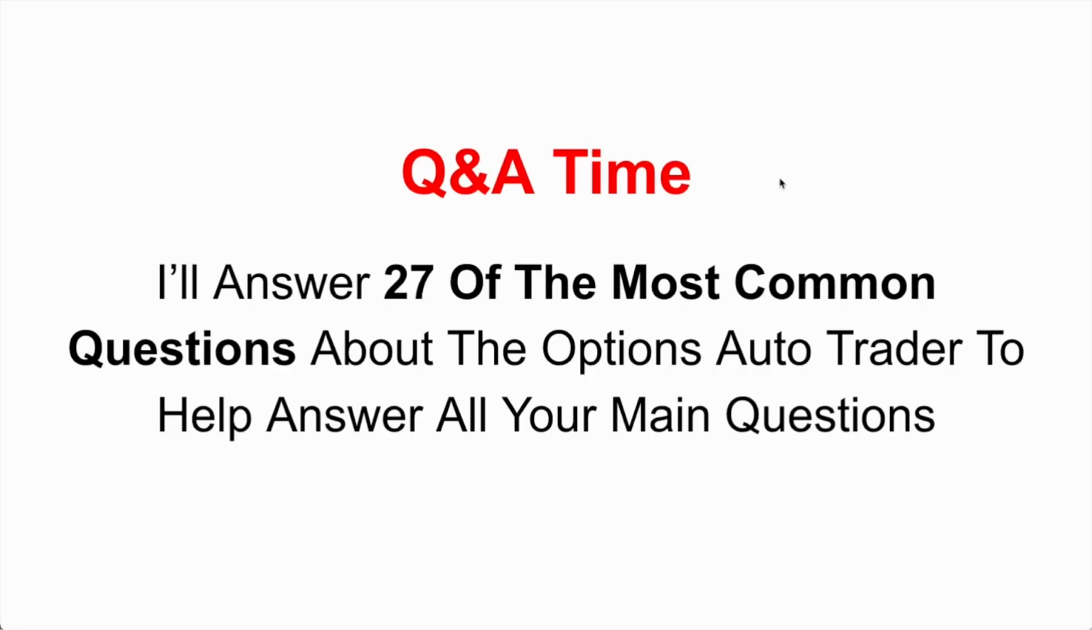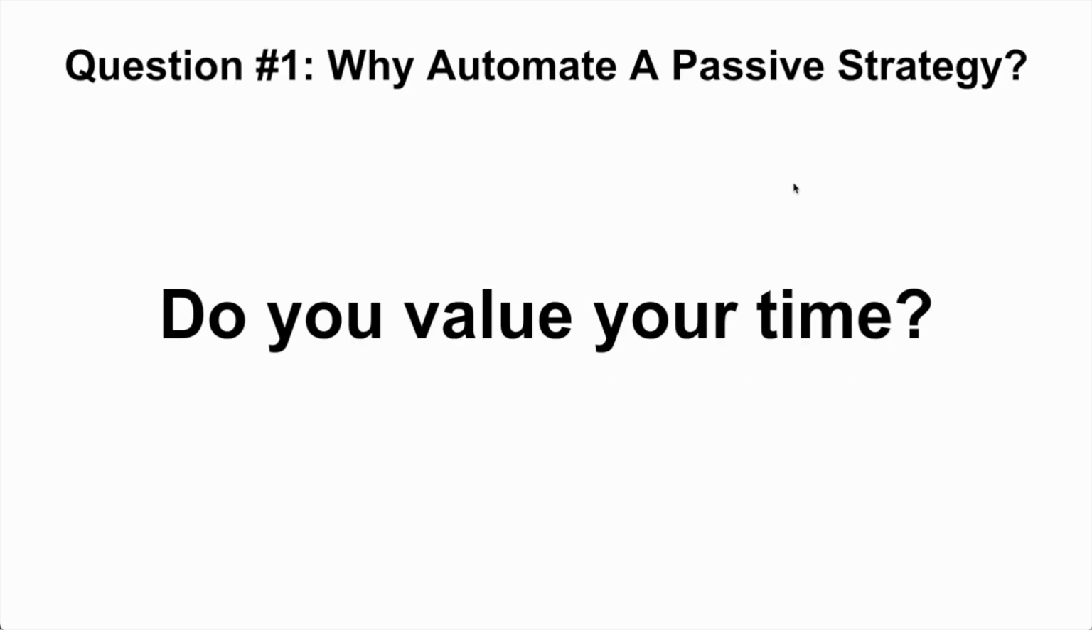I'm going to answer 27 of the most common questions about the options auto trader so that you can fully understand it and know how to take advantage of it and get started quickly. So if we look into here, question number 1, why automate a passive strategy? You might be saying, Austin, but selling puts or selling a 112 is already very passive in itself and does not take much time. Well, my question to you is do you value your time? Do you see your time as valuable?